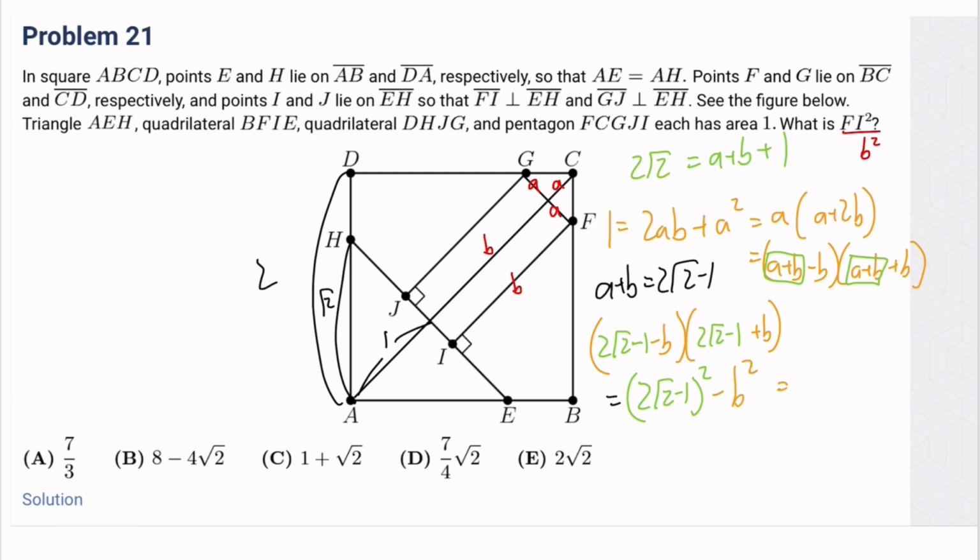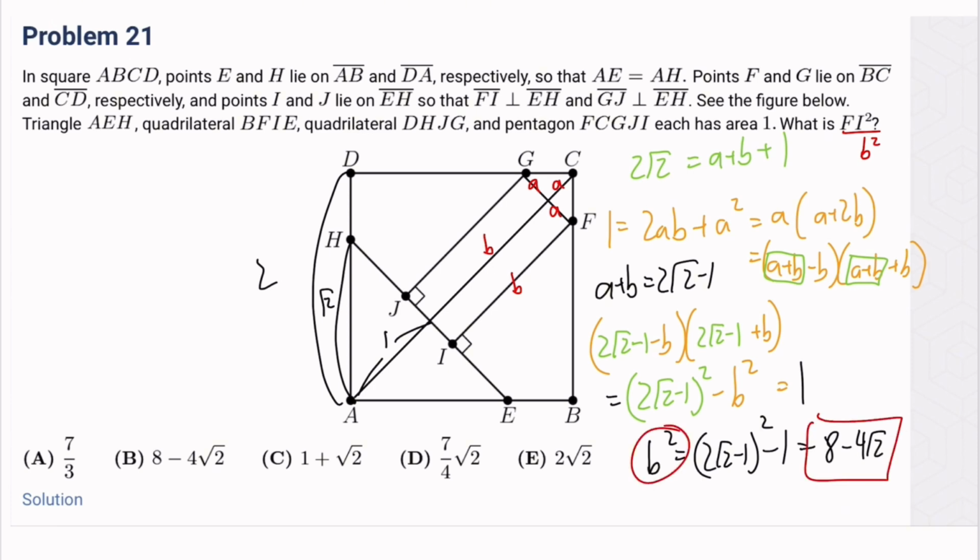So this equals 1, and so B squared equals 2 root 2 minus 1 squared minus 1, and so this is 8 minus 4 root 2 plus 1 minus 1. So these two cancel, and so B squared equals 8 minus 4 root 2, but then we were looking for B squared all along. So the answer is 8 minus 4 root 2, so the answer is B.